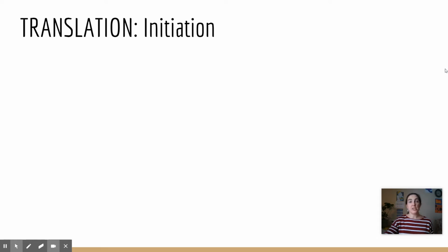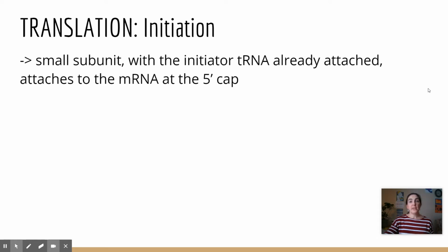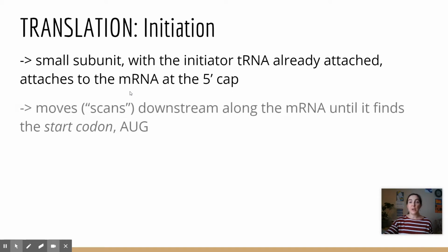Initiation of translation starts with the small subunit of the ribosome, which already has the first, what they call the initiator transfer RNA already attached. The small subunit attaches to the messenger RNA at the 5' cap. Remember, one of the purposes of that 5' cap was to help the ribosome get itself oriented in the right spot and moving in the right direction. So it attaches to that 5' cap.